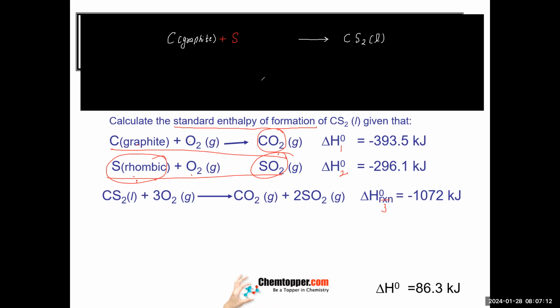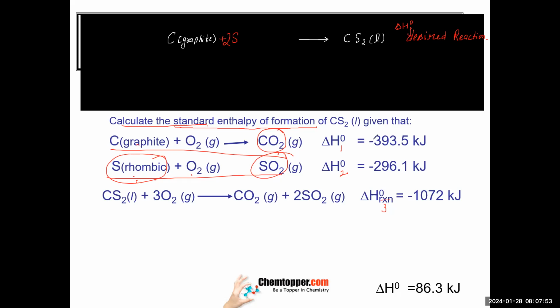Is it balanced? No. So 2 sulfur. Yeah. This is my desired equation, desired reaction. Calculate the enthalpy change for this reaction. So this is the desired reaction. I want to know delta H naught for this reaction. Delta H, and it's called formation because it's the formation of CS2.